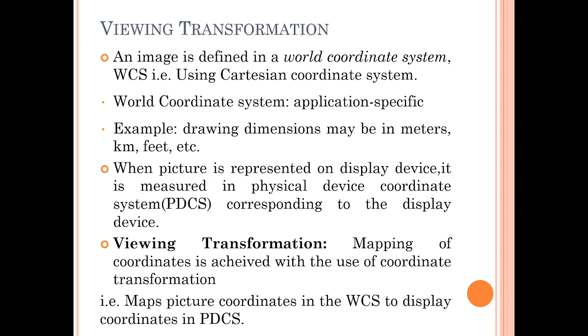Next, viewing transformation. An image is defined in a world coordinate system, the WCS, that is using Cartesian coordinate systems. The world coordinate system is application specific. For example, drawing dimensions may be in meters, kilometers, feet. When a picture is represented on a display device, it is measured in the physical device coordinate system, that is PDCS, corresponding to the display device. So in viewing transformation, mapping of coordinates is achieved with the use of a coordinate transformation that maps picture coordinates in the WCS to display coordinates in the PDCS.